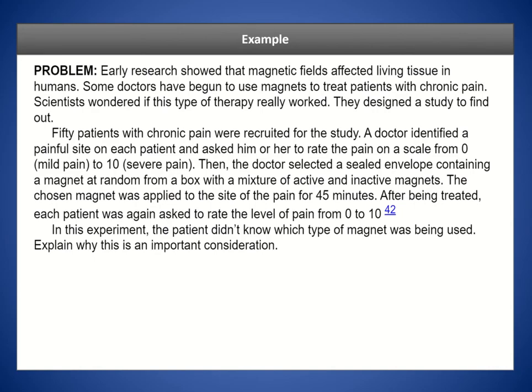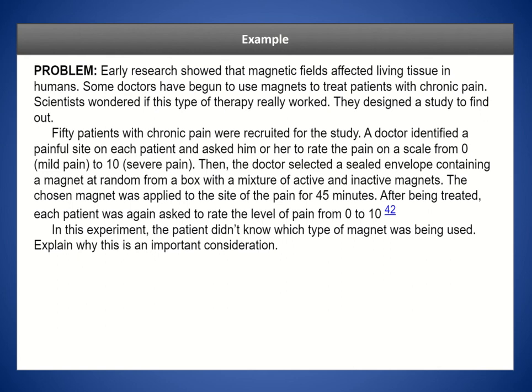So let's look at an example. Early research showed that magnetic fields affected living tissue in humans. Some doctors have begun to use magnets to treat patients with chronic pain. Scientists wondered if this type of therapy really worked. They designed a study to find out. So 50 patients with chronic pain were recruited. A doctor identified a painful site on each patient and asked him or her to rate the pain on a scale from 0 to 10, with 10 being severe.